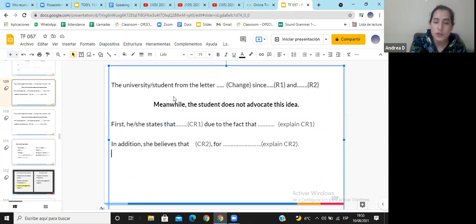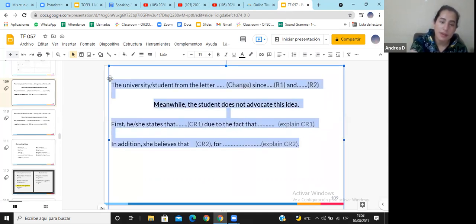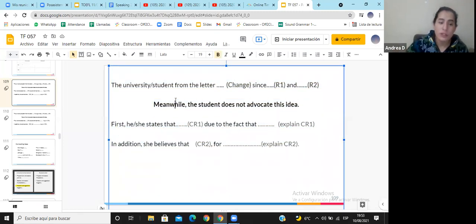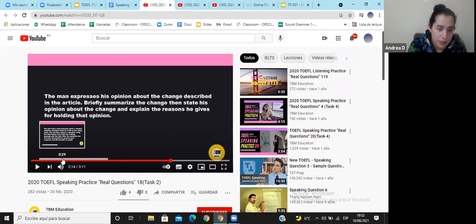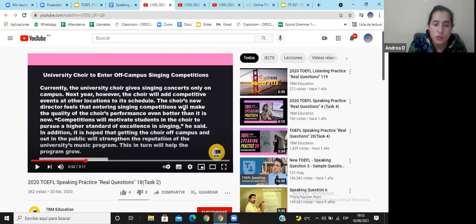Okay, another thing I wanted to say, when the student is in favor of the change, they're not really going to give reasons why they are in favor, but they're going to explain a bit more. So that's what happens here, right? If the university says, okay, we want, where is it? The university says we want to motivate students, I think it's here. So yeah, competitions will motivate students in the choir to pursue a higher standard. So we want to motivate students.